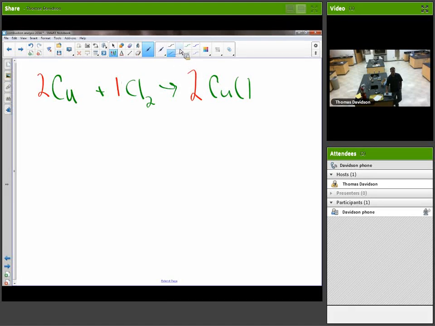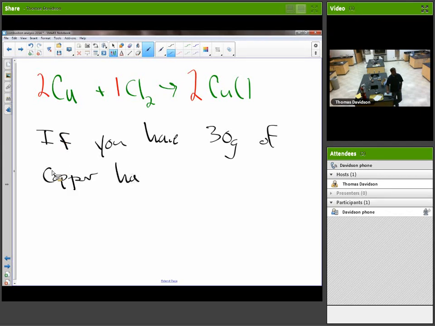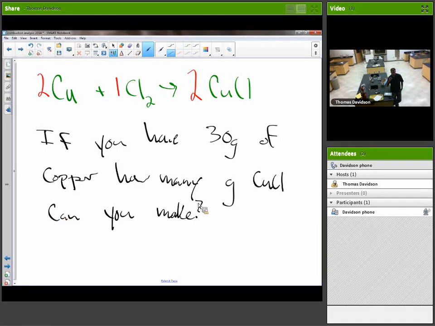This is what stoichiometry is. It'll say if you have 30 grams of copper, how many grams of CuCl can you make? That is a stoichiometry problem. I give you a reaction, usually in words. You have to write the reaction, balance the reaction, and then I ask for you to do some solving from one thing to another.